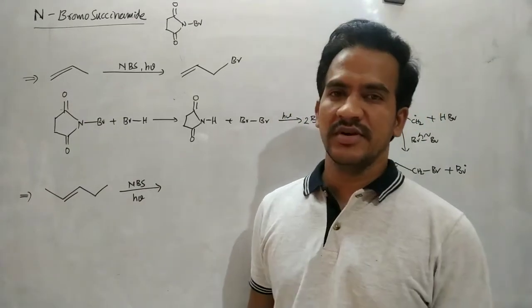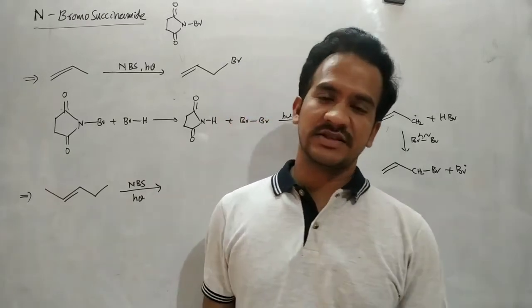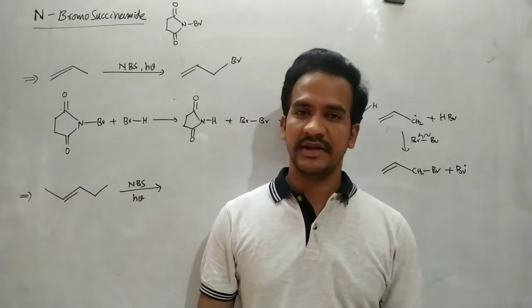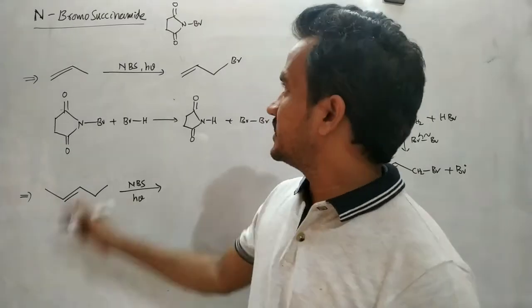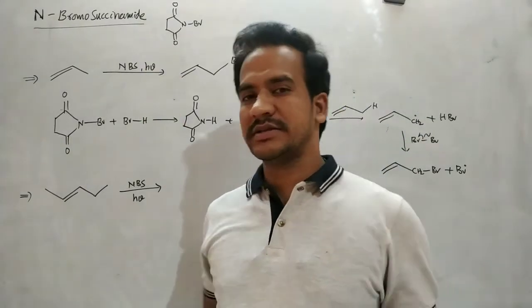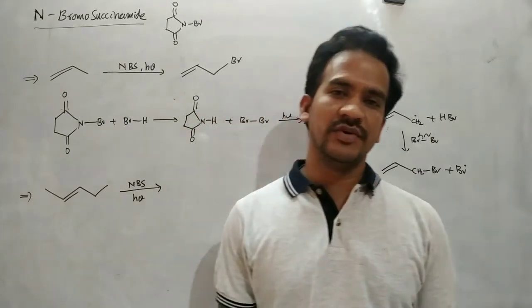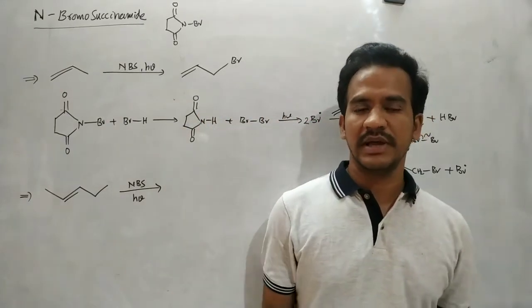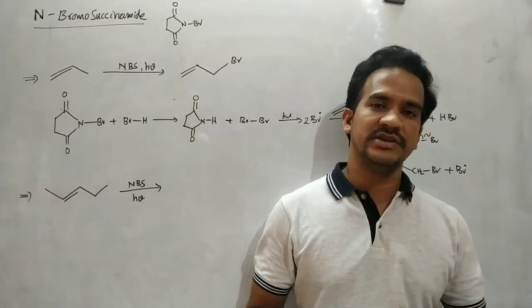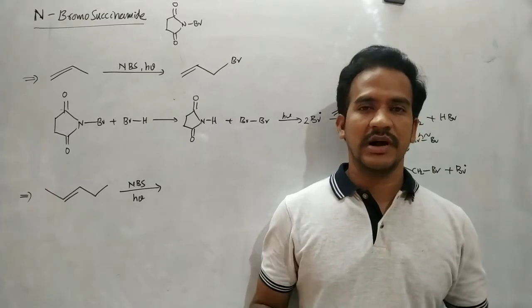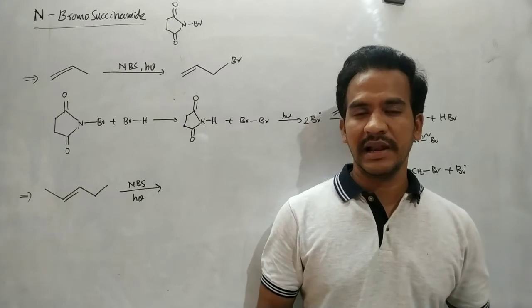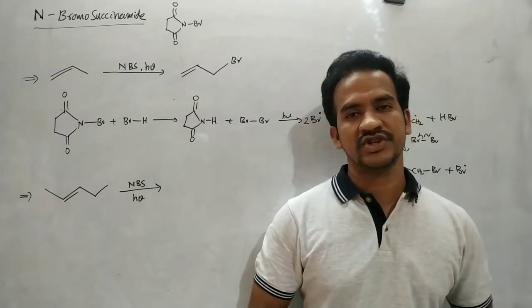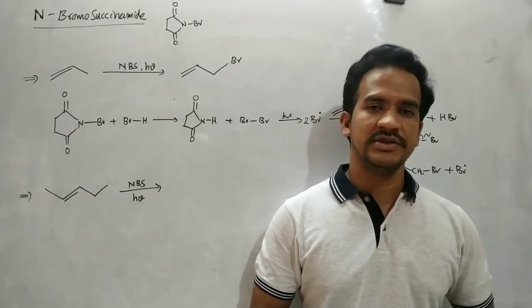Hi students, in this video let us discuss the reactions of N-bromosuccinimide, simply written as NBS. N-bromosuccinimide is useful for the replacement of allylic hydrogens and benzylic hydrogens. The carbon attached directly to the double bond is the allylic carbon, and the carbon attached to the benzene is a benzylic carbon.